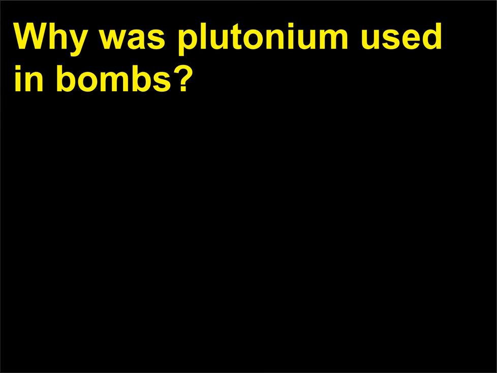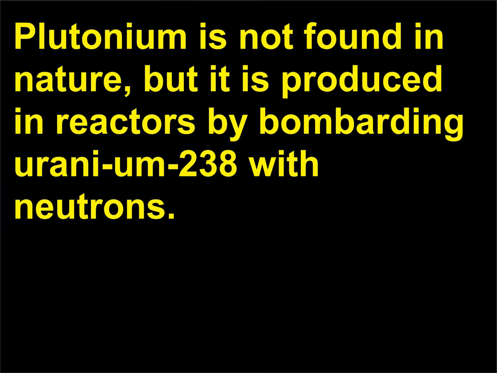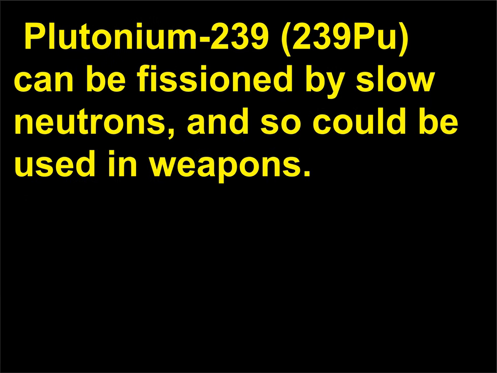Why was plutonium used in bombs? Plutonium is not found in nature, but it is produced in reactors by bombarding uranium-238 with neutrons. Plutonium-239, 239Pu, can be fissioned by slow neutrons, and so could be used in weapons.